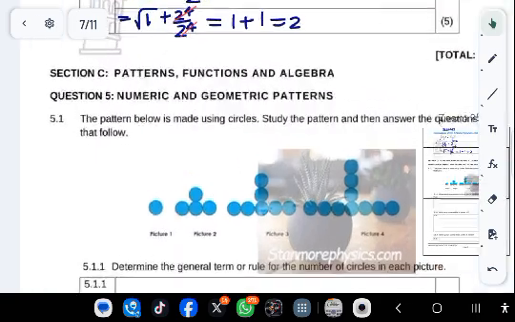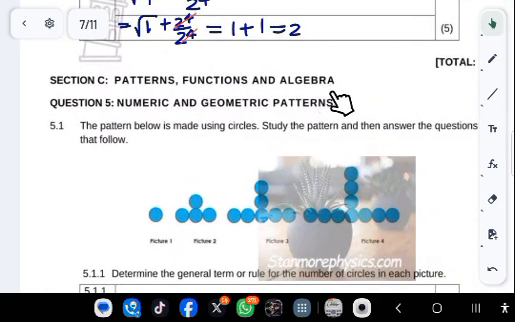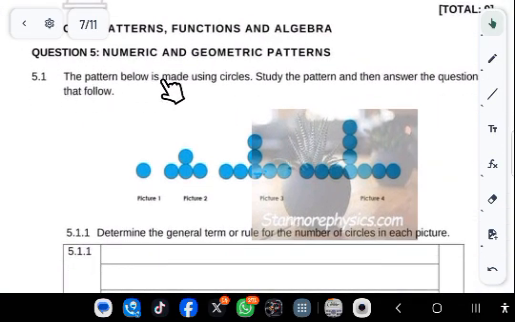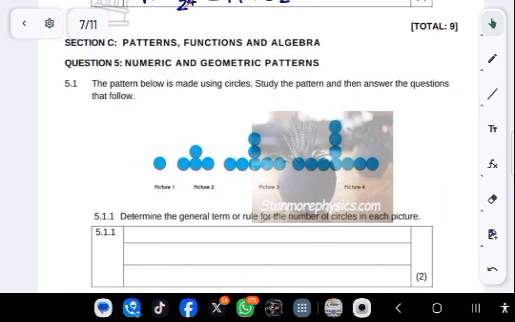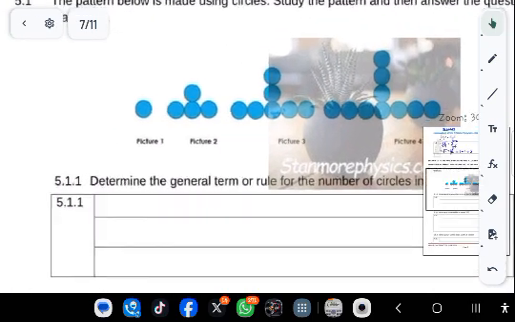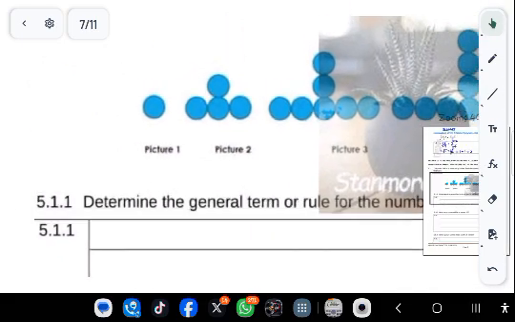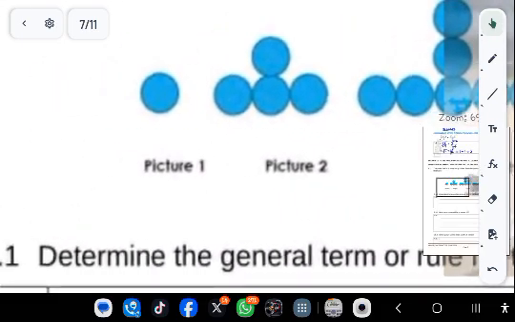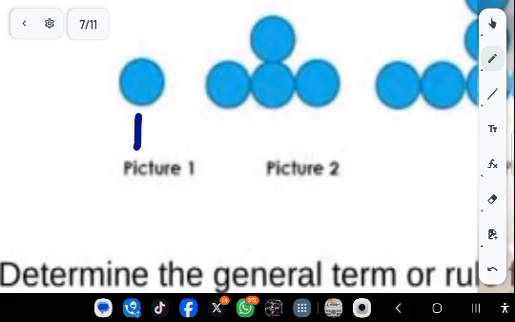Now for section C, patterns, functions, and algebra. Question 5, numeric and geometric patterns. The pattern below is made using circles. Study the pattern and then answer the questions that follow. Whenever you have a pattern like this, always count the dots, always count whatever figures you have, so it makes life easier for you. So this is 1, and that is 4. Next, we've got how many?